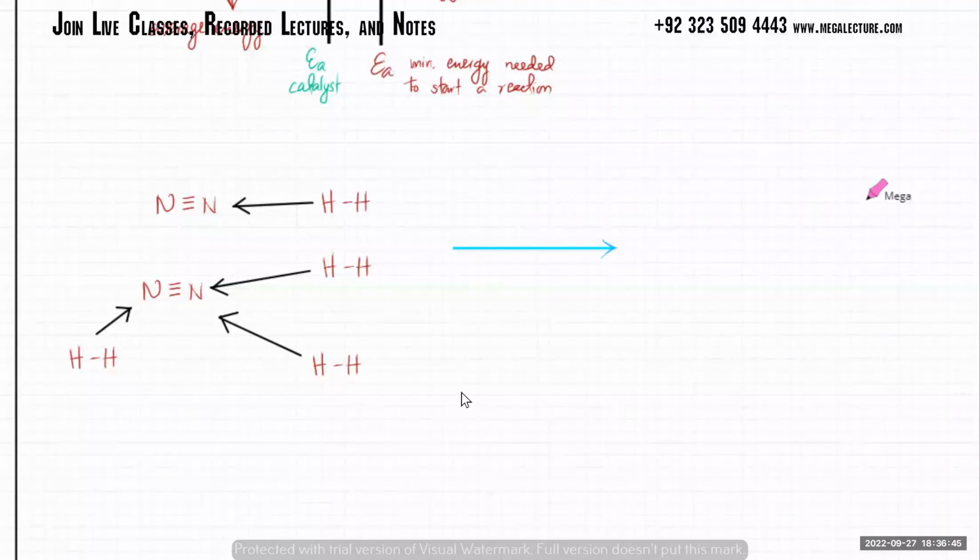So every reaction needs this minimum amount of energy that is needed to break the bonds. तो आपके bonds टूटते हैं, that's the first step. ठीक है? So old bonds get broken.